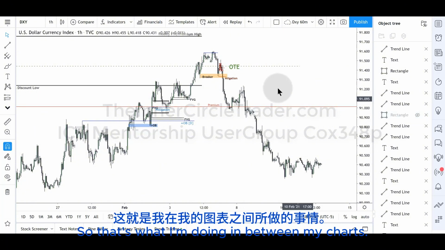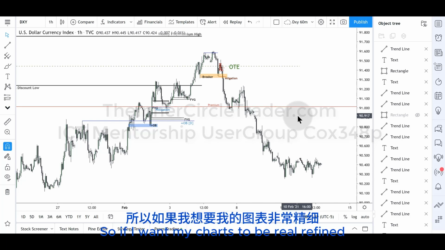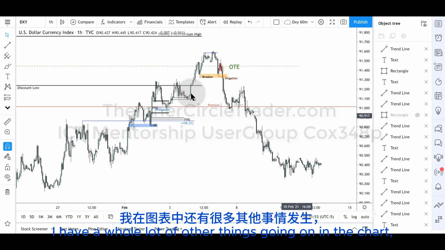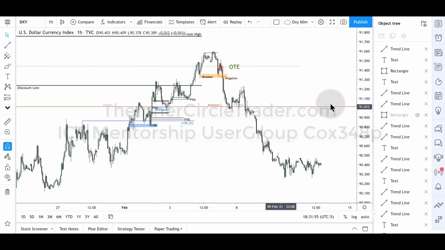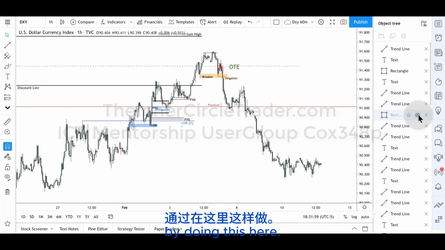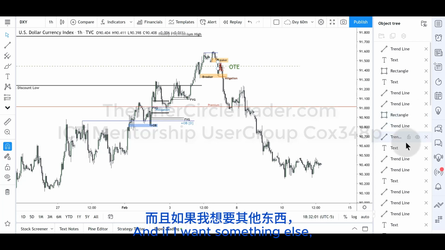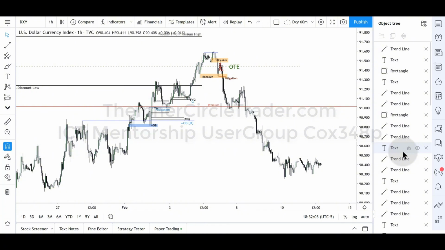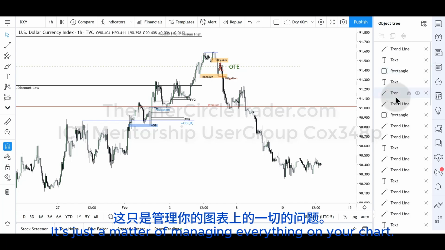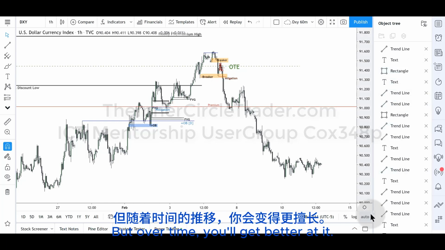So that's what I'm doing in between my charts. So if I want my charts to be real refined and focusing on specific things, where I have a whole lot of other things going on in the chart, in the lessons, I'll take things off just simply by doing this here. And if I want something else, say I want this rectangle here hidden, same thing here, okay? It's just a matter of managing everything on your chart. But over time, you'll get better at it.